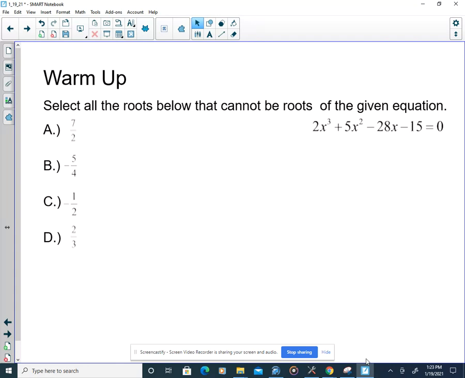The assignment still is open, so you can go back and redo it. It'll be a good review. So it says select all the roots below that cannot be roots of the given equation.